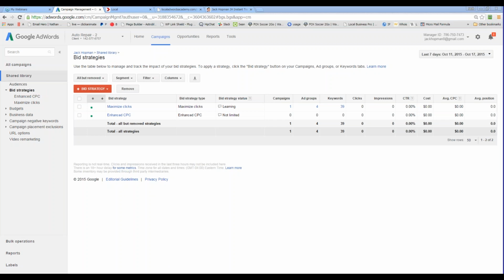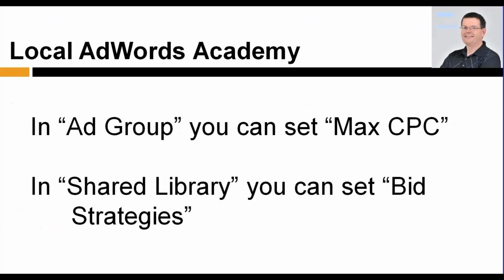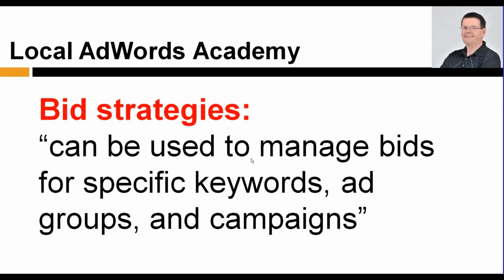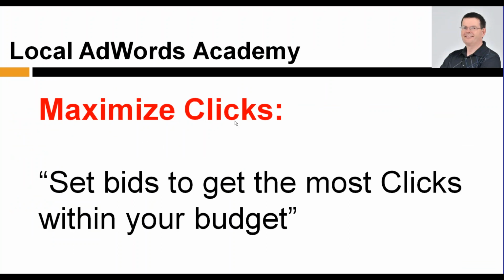Now, going back to the presentation, where are we? Okay, in ad group, you set maximum. In shared library, you can set bid strategies. Bid strategies can be used to manage bids for specific keywords, ad groups, and campaigns, and that is just what we are looking for. Those are the two bid strategies: maximize clicks, that is where you want to start, or enhanced cost per click. Maximize clicks sets the bids to get the most clicks within your budget.